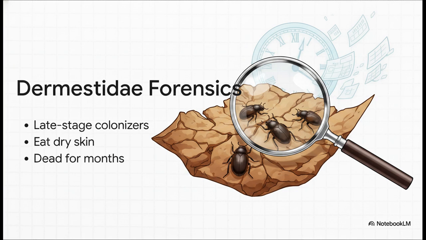Take the beetle family Dermestidae. Forensic investigators rely entirely on the feeding habits of these exact beetles to date crime scenes. Because their diet is basically just dry skin and tough keratin, they're known as late-stage colonizers. They won't touch a fresh scene. So if an investigator finds them, that biological clock instantly tells them the death happened months, not days prior.